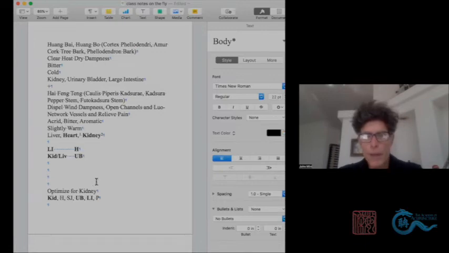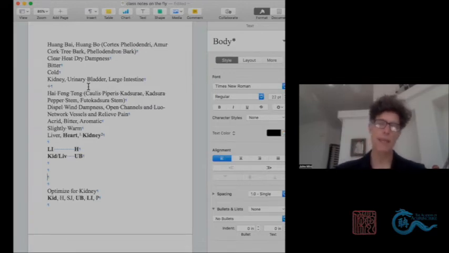Okay, and because we have the kidney plus the UB, we're opening up those luo in the feet and the ankles. So you would think we would be able to clear and dispel wind dampness, open channels and network vessels, and relieve pain in those areas very, very strongly with this combination of Huang Bai and Hai Feng Teng. Okay, so this is a good example where we're cooling down a slightly warm herb. We're cooling it down with the Huang Bai, okay? And we're going to be drying a lot. So this would be something, a condition that would have swelling as well, okay?